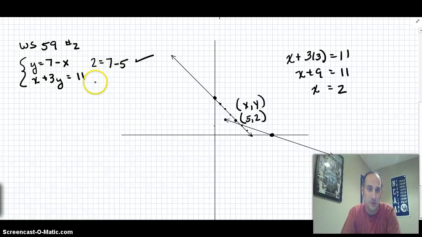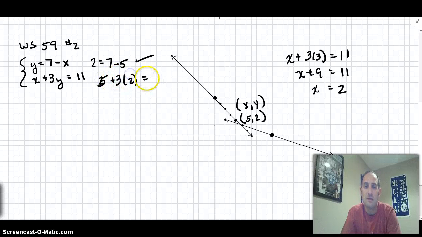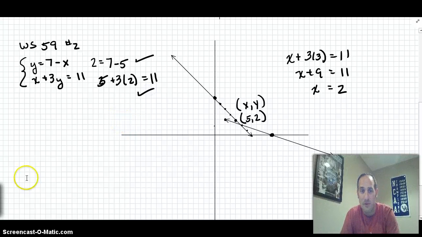Yep, 2 equals 7 minus 5. Now, does 5 plus 3 times 2 equal 11? Well, that's going to be 5 plus 6, so yes it does. And now we have that one. So there's a variety of other ways to do it, but I feel like this is probably the easiest way to see that one and be done.